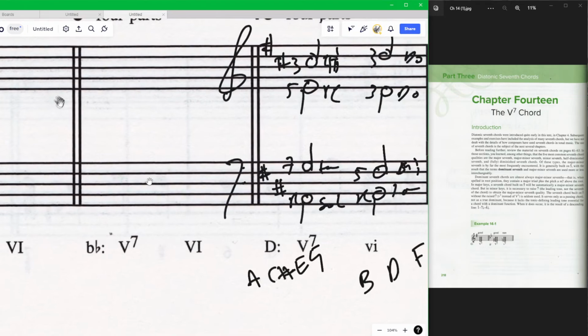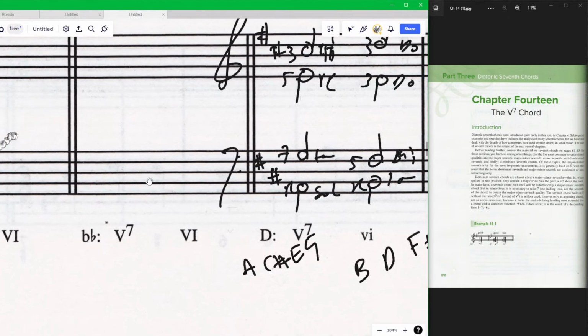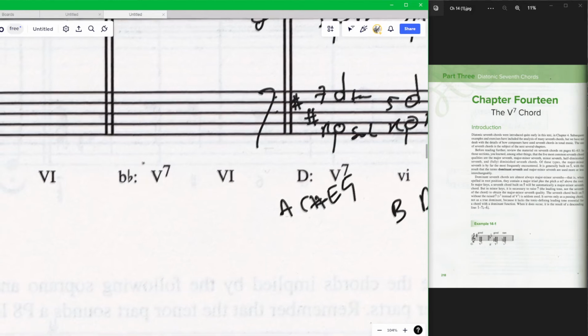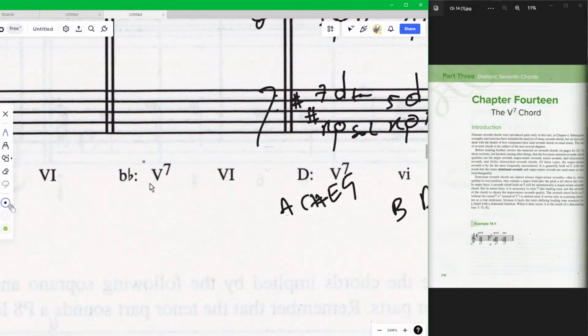All right, B flat minor. What's the key signature of B flat? Oh, I don't know. We rarely use it, so I don't have it memorized. Well, here's a hack. B flat.